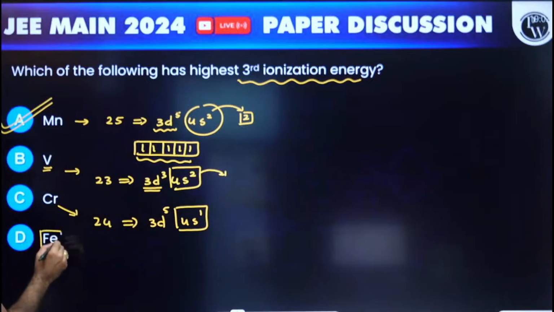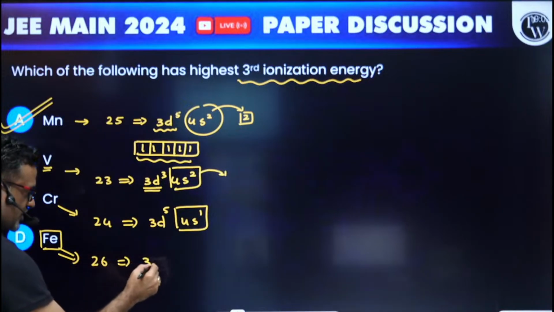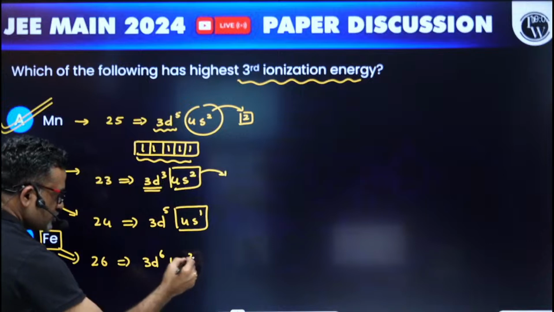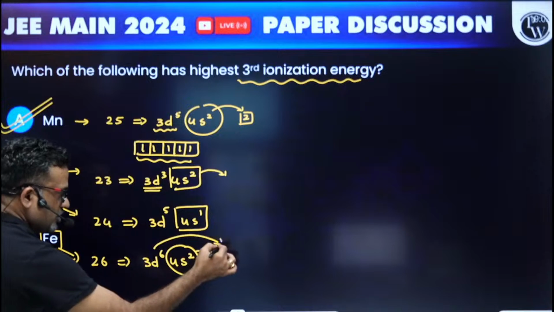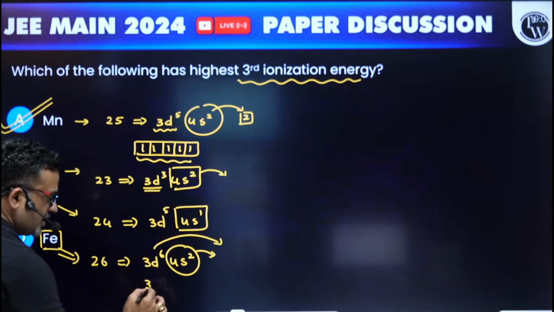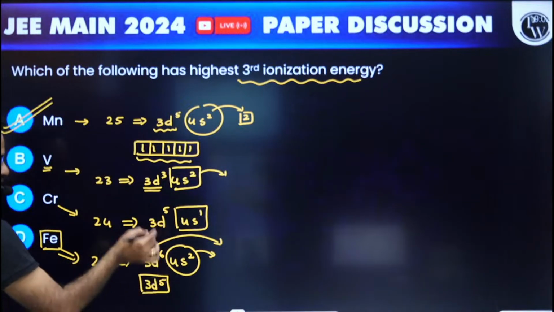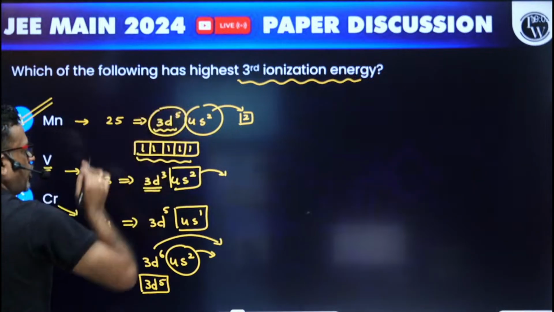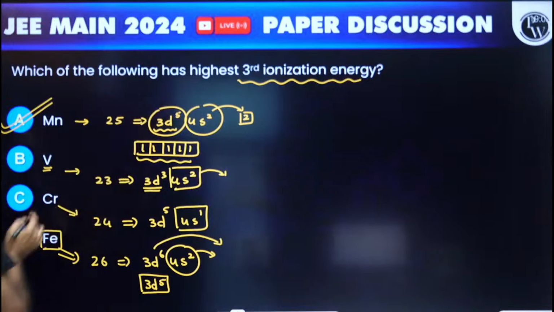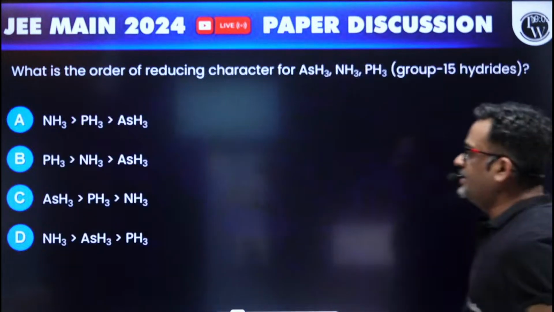So what about iron? Iron, whose atomic number is 26, configuration being 3d6 4s2. If the two electrons are removed from here, the third electron would be easily removed, because after the loss of the third electron, it would have 3d5 configuration, which is extra stable. So third ionization enthalpy would be less here. So comparing all of them, it is comparatively difficult to remove the third electron in the half-filled configuration of manganese. That is option A. Got it? Yes. Next one.